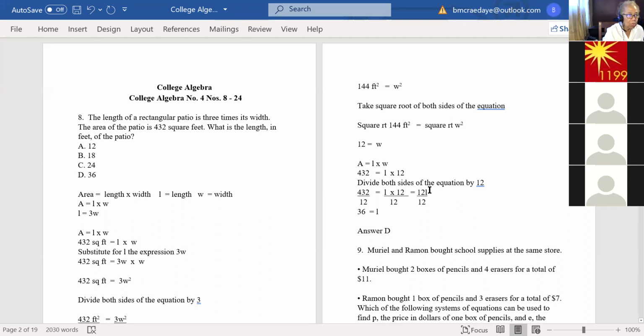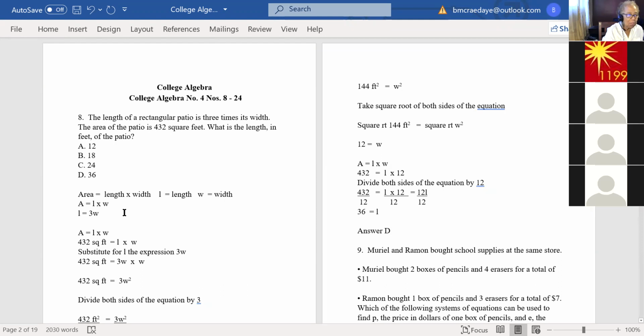So you were given the area in square feet, and you were given the relationship between the length and the width. The length is 3 times the width. And Latoya told me L is 3W. That means length is 3 times W.